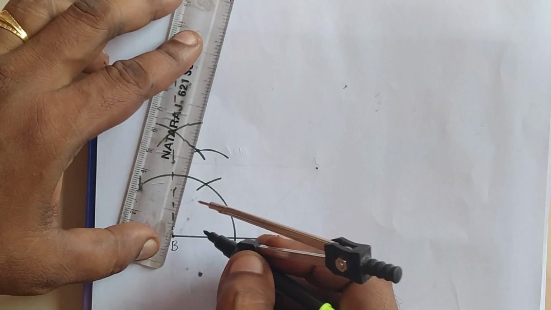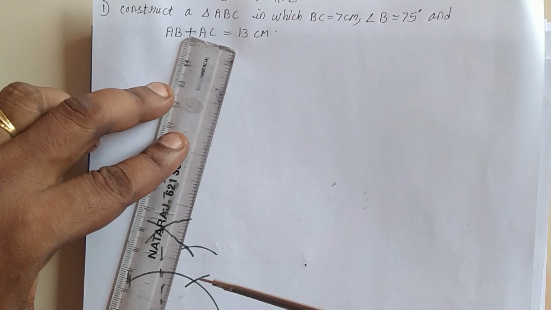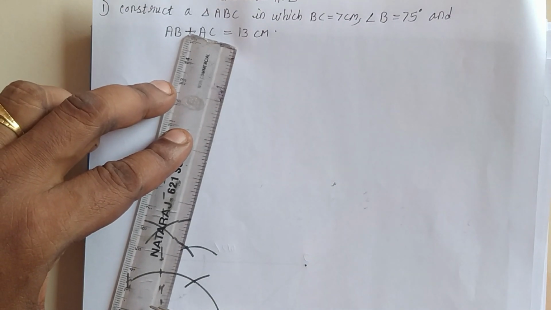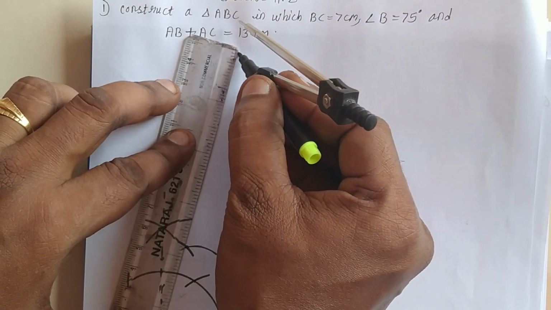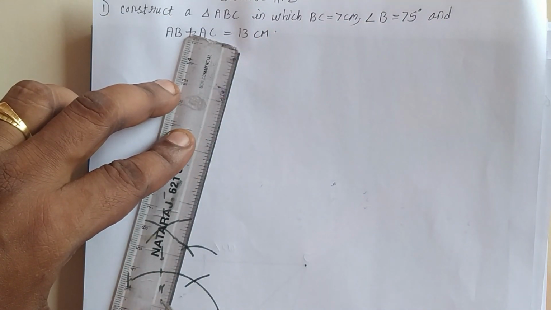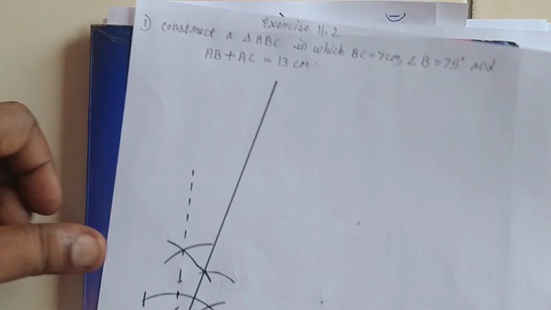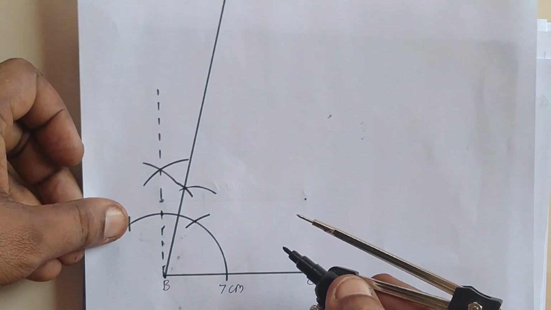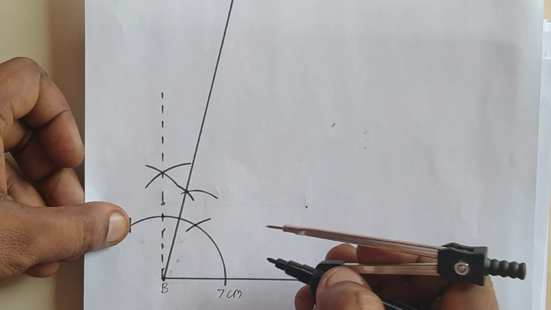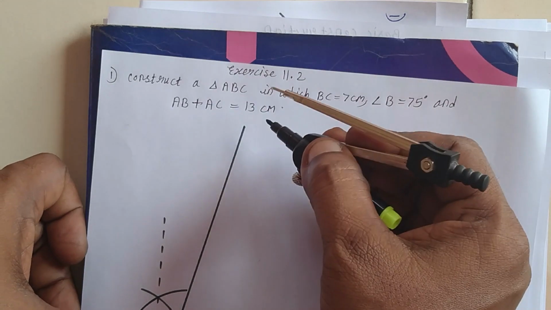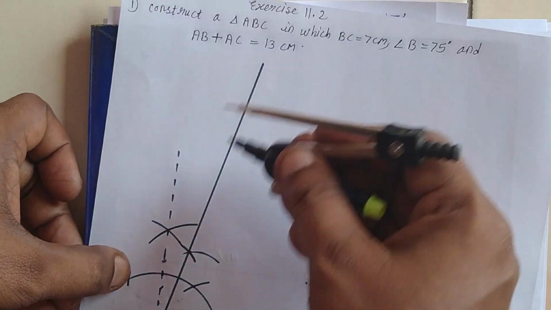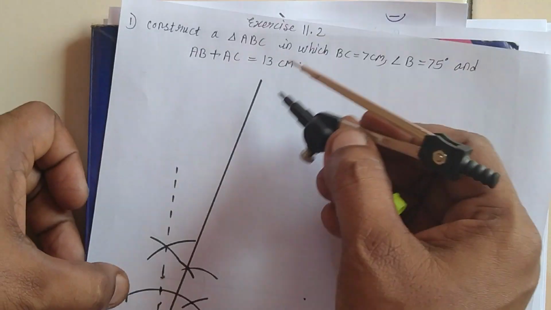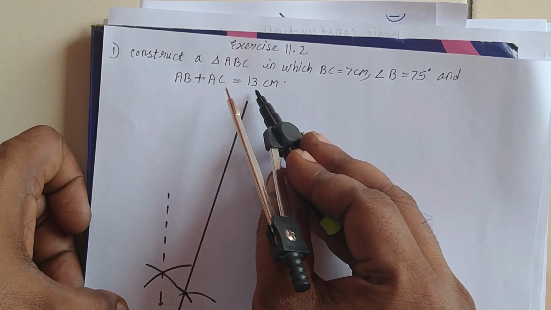Now student, you have to draw this line, very long one. I will tell you why. So I am drawing this up to here. Okay, so you have to draw a very long line like this. Okay, now student, this is a ray B. Okay, we have to locate a point D which will be equal to 13 centimeter.